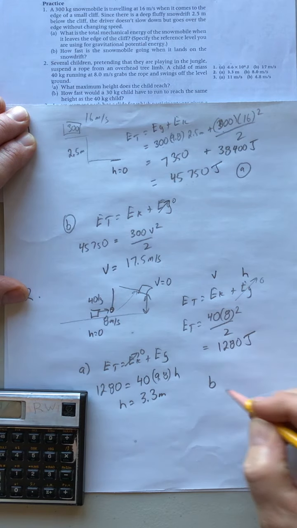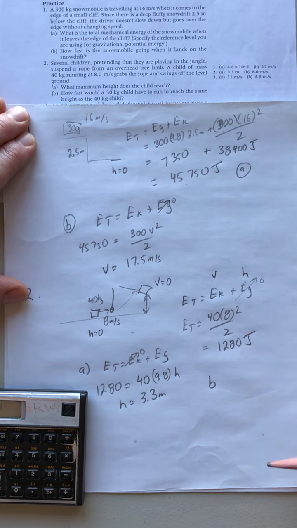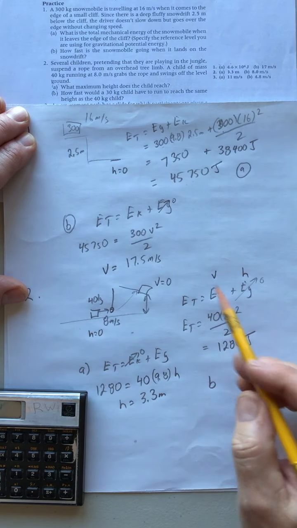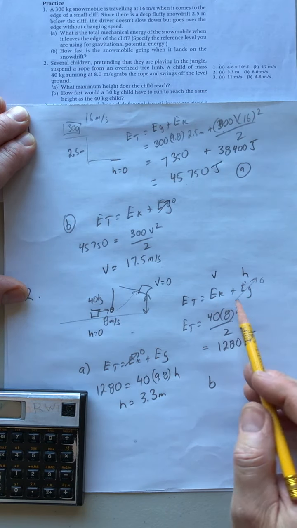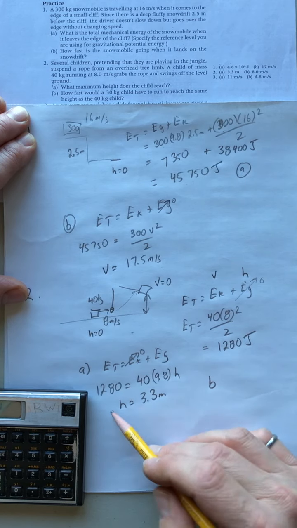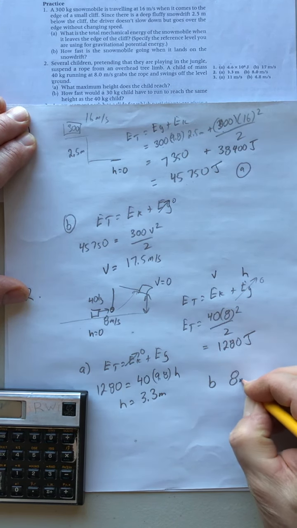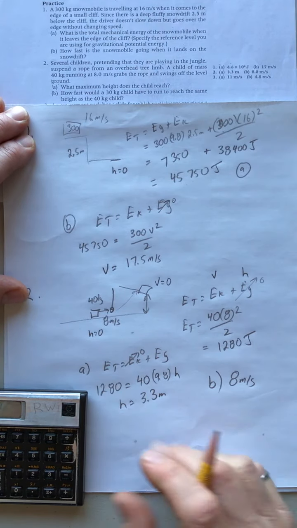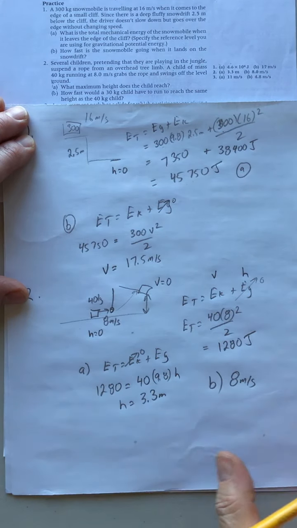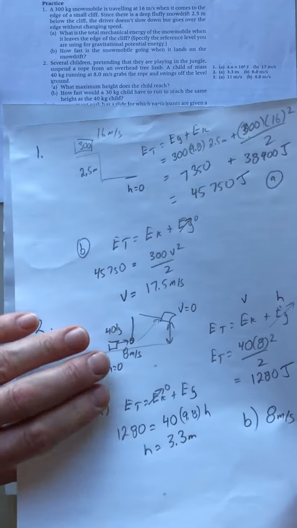And B is just a word question. It asks how fast a 30 kilogram kid would go. You'll notice that whatever I multiply by 40 to get these values, at the end when I solve for my unknown I'll be dividing by the mass, so it's always going to cancel out. So that's just 8 meters per second. Okay, let's do the next question.